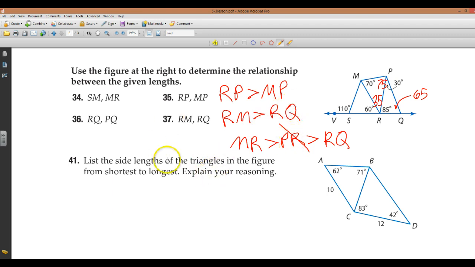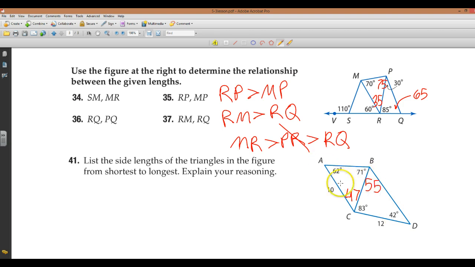And on number 41, list the side lengths of the triangles in the figure from shortest to longest. Explain your reasoning. So once again, we want to subtract these two angles from 180. And if we do that, we would get 47 for this angle, and then subtract these two angles from 180, and this angle ends up being 55.